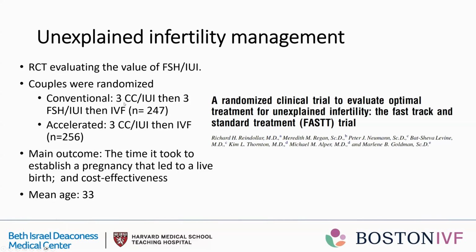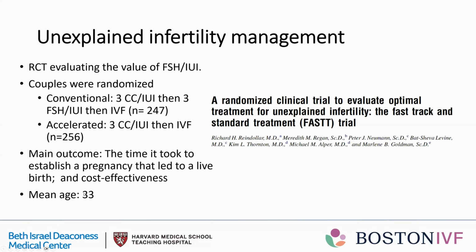And in the conventional arm, they underwent 3 cycles of Clomid IUI, then 3 cycles of FSH IUI, and then IVF, as opposed to the accelerated group that underwent 3 Clomid IUIs and then straight to IVF without doing the FSH IUI. And their main outcome was looking at the time it took to establish a pregnancy that led to a live birth, and also looking at cost effectiveness.